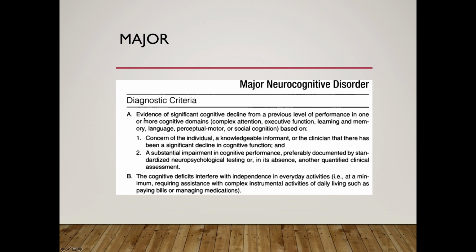For major, and there's some, I shouldn't say subjectivity, but they give you a lot of room to judge this, evidence of significant cognitive decline from a previous level of performance in one or more cognitive domains, so attention, executive functioning, learning and memory, language, perceptual motor, or social cognition, based on concern of the individual, a knowledgeable informant, or the clinician that there's been a significant decline or substantial impairment in cognitive performance, based on preferably neuropsychological testing or a quantified clinical assessment. And the cognitive deficits interfere with independence in everyday activities. So this is so severe that it's affecting their ability to live on their own in everyday activities.